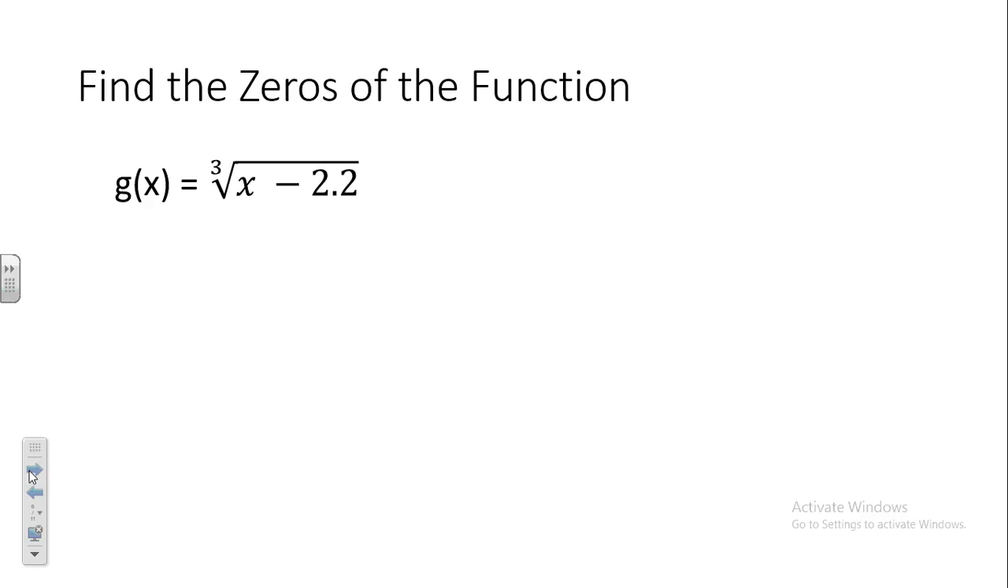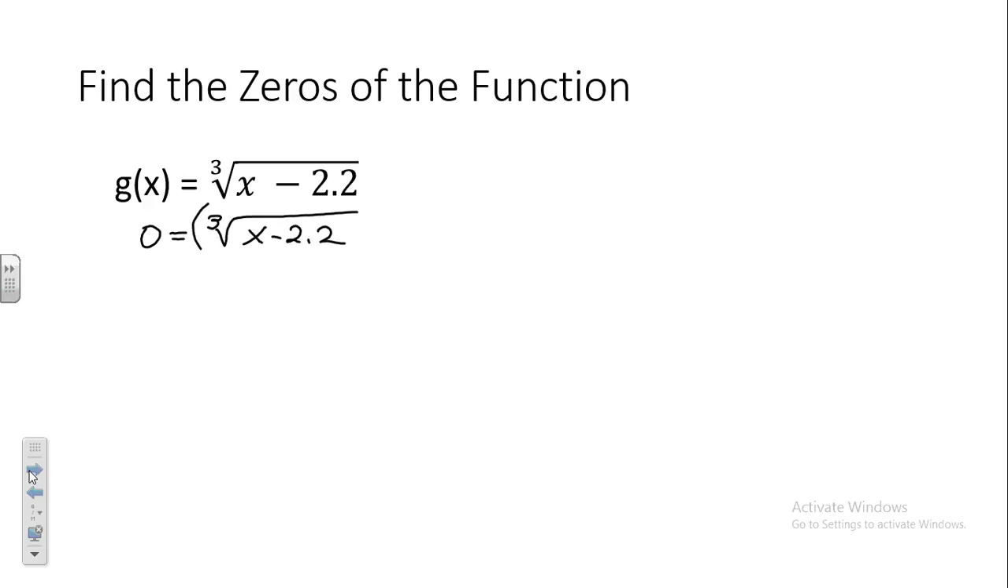g of x is, what does this little 3 mean? That's the root number, the index, so cube root or third root, right, of x minus 2.2. So we want to find the zeros again. What does that mean we do? Set it equal to 0. If 0 equals the cube root of x minus 2.2, what do I have to do to solve that? Cube it. Yeah, opposite of cube root is cube.